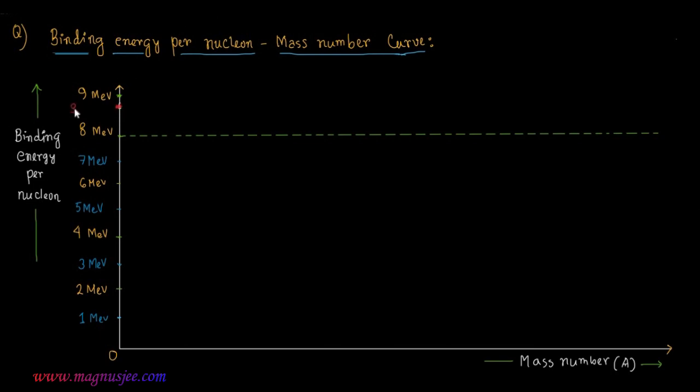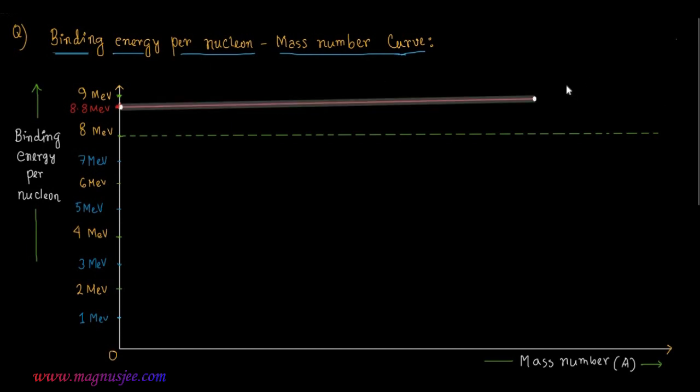We have plotted an imaginary line parallel to the mass number axis, and we can denote 8.8 mega electron volt. This line will be an imaginary line indicating a binding energy per nucleon of 8.8 mega electron volt. This is an imaginary line parallel to the mass number axis, at which the value of binding energy per nucleon will be 8.8 mega electron volt.